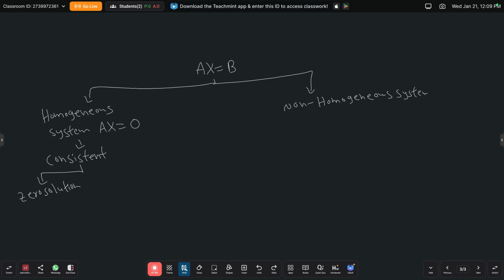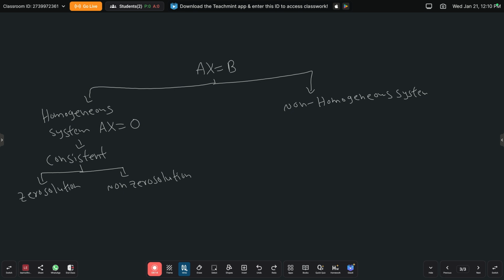So it is always consistent. A homogeneous system may also have a non-zero solution. Okay. Now we'll see in which case the system has only the 0 solution and in which case the system has a non-zero solution.